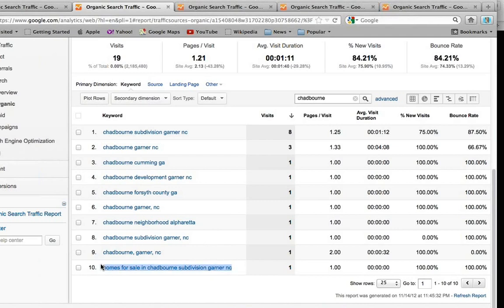This is a pretty good one. Homes for sale in the Chadbourne subdivision, Gardner NC. I want that person on my website, and when they land there, I want them convinced that I'm the expert, and if they're going to buy a house here, they want to use me.